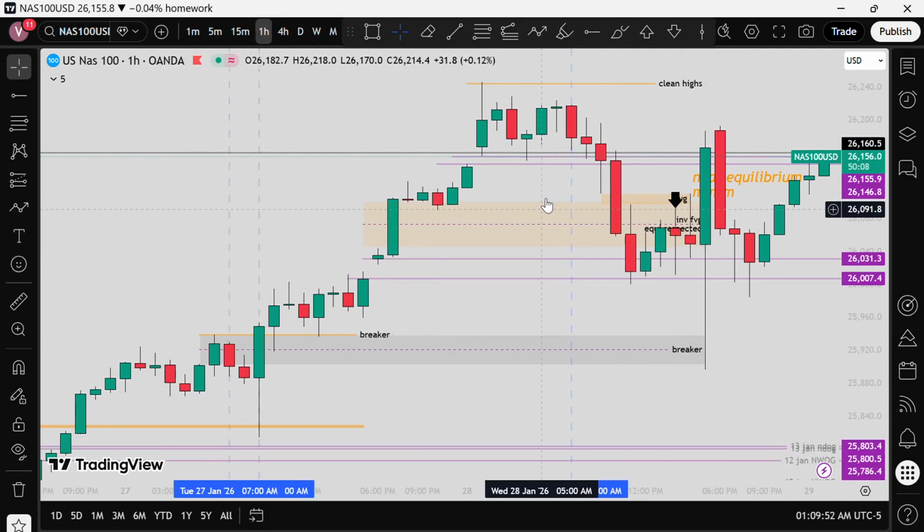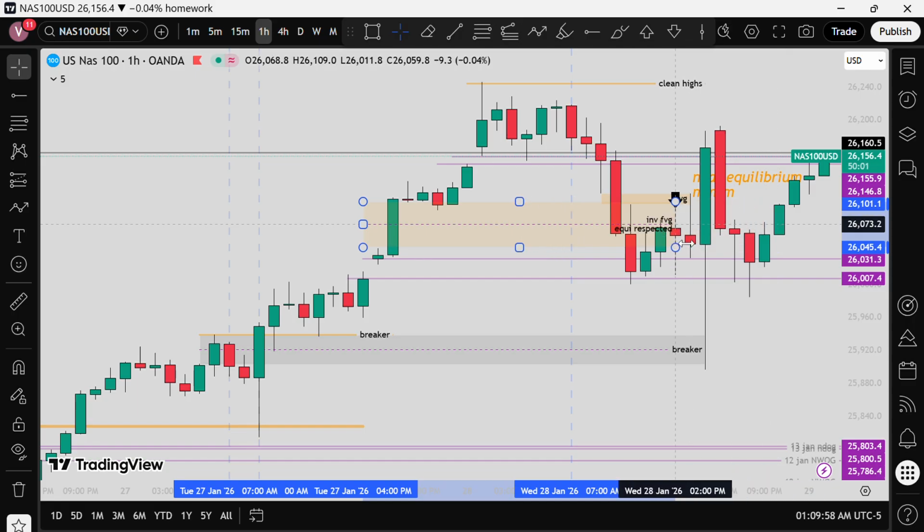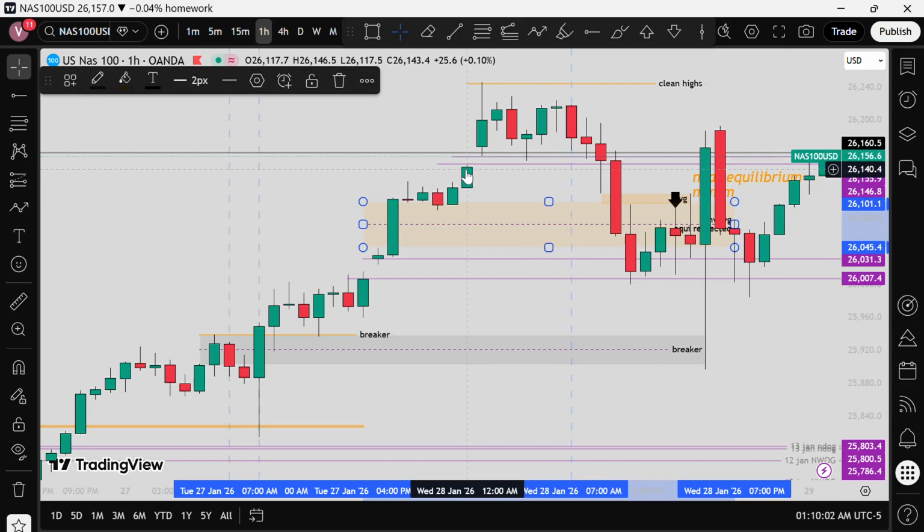While we are here in 1 hour, we also want to mark all the POIs that we are able to see. These volume imbalances are the same thing. These are the gaps which are already delineated with these purple candles. So we don't need to mark those. We already have those marked.